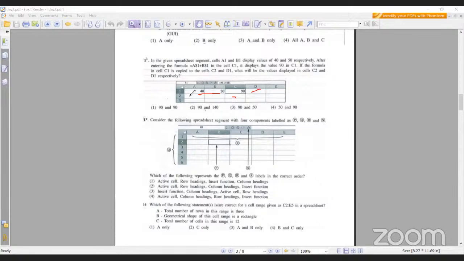The dollar mark is put in front of the row numbers, so it is not changing. So you will be getting 90.